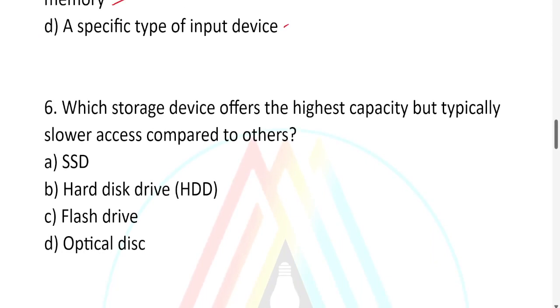Question number 6. Which storage device offers the highest capacity but typically slower access compared to others? Option A, SSD. Option B, hard disk drive. Option C, flash drive. And option D, optical disk. The correct answer is option B, hard disk drive, HDD. Slower access compared to others. Next.